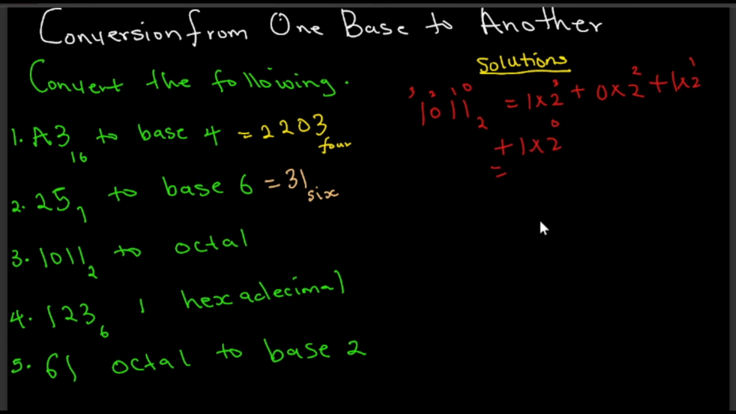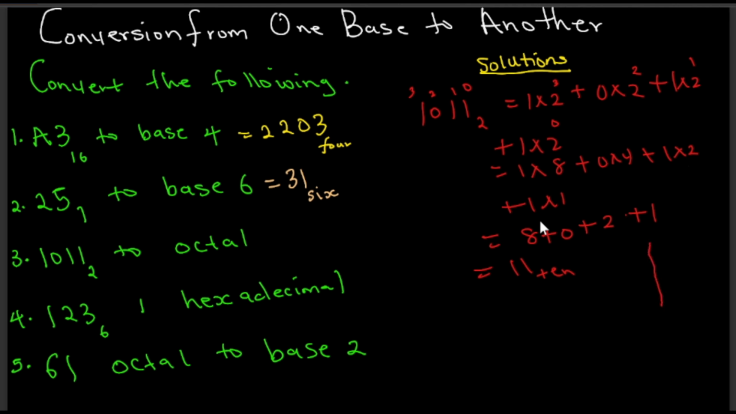This equals 1 times 8 plus 0 times 4 plus 1 times 2 plus 1 times 1. And this equals 8 plus 0 plus 2 plus 1. And this is 11 base 10. So next we'll convert 11 base 10 to octal. So we divide 11 by 8.